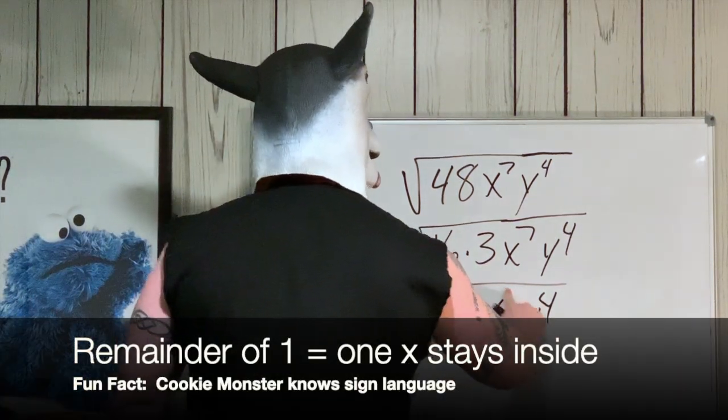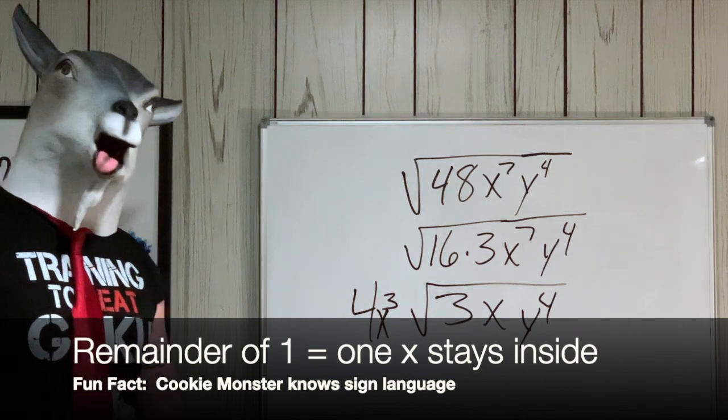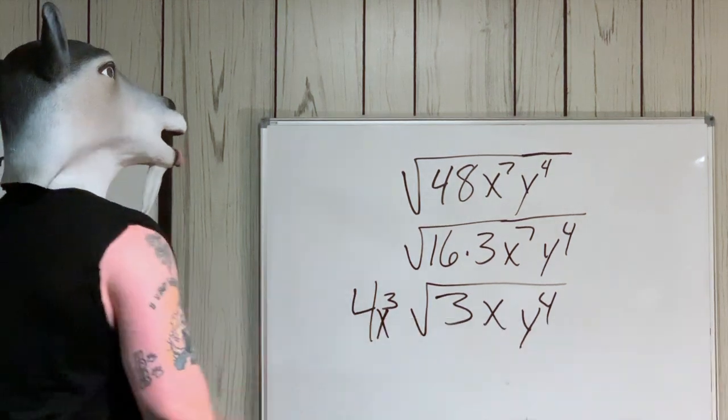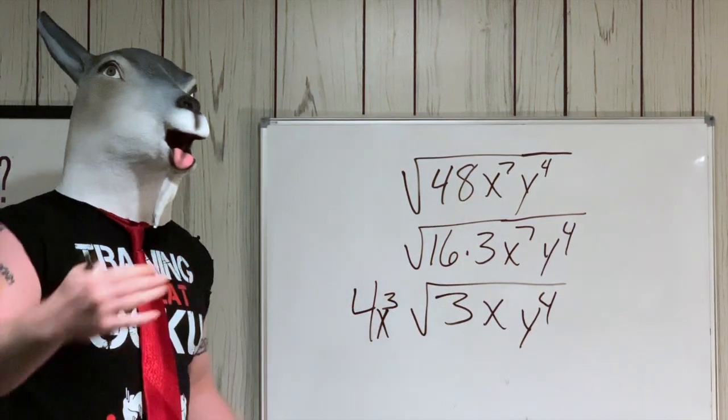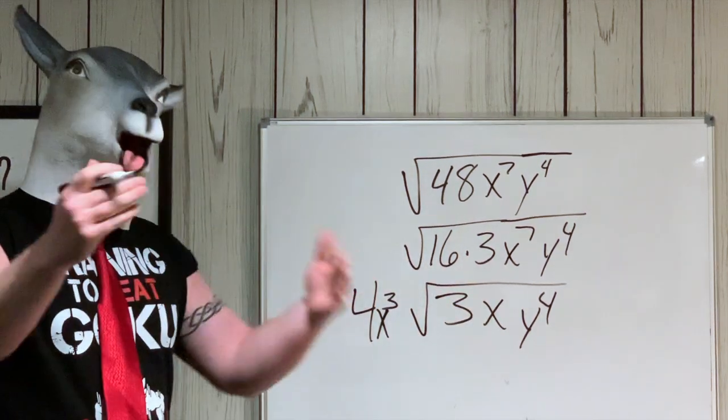And there's 1 remainder, so 1 x stays in there, all right? Here's our 6, right? Because 2 times 3 is 6, and our other one is 7. That's where the 7 comes from.